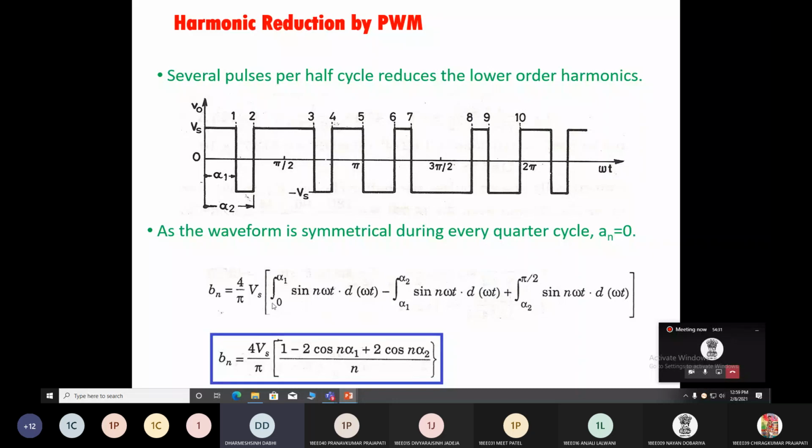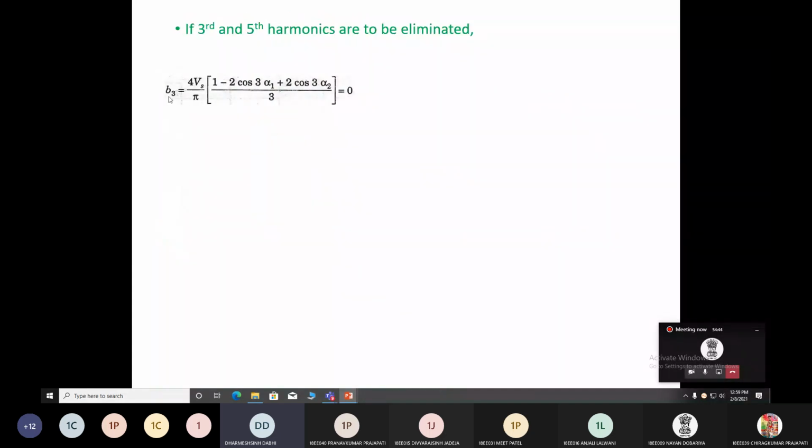So that I calculate here. If you put in this equation of Bn, n equal to 3 and n equal to 5, you get the two equations. Let's see that here. For n equal to 3, your B component becomes B3 and we want to nullify or neglect this component. So this component is 0 for particular values of alpha 1 and alpha 2 that we need to calculate.